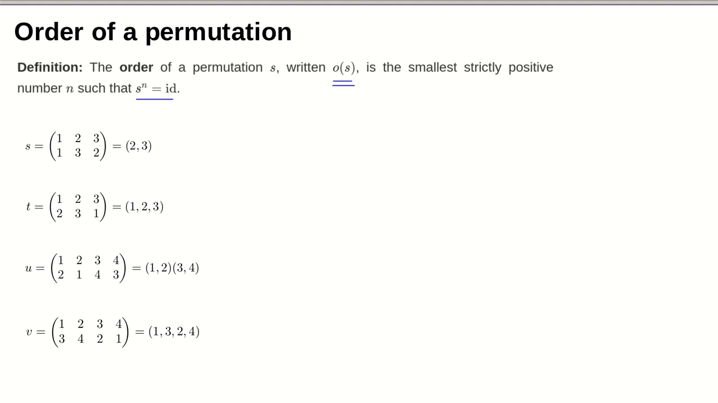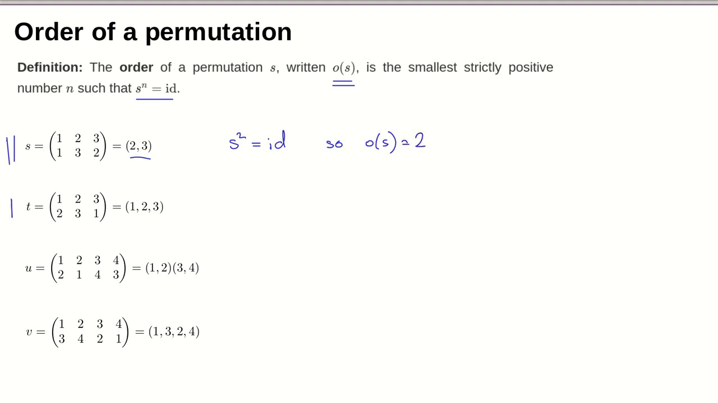Let's see some examples of computing orders of permutations then. Beginning with this one here, s is the permutation which is the 2-cycle (2 3). And then, as we've seen before, s squared is equal to the identity. So s to the 1 is not the identity, s to the power 2 is the identity, so 2 is the smallest power of s equal to the identity. So the order of s is 2.